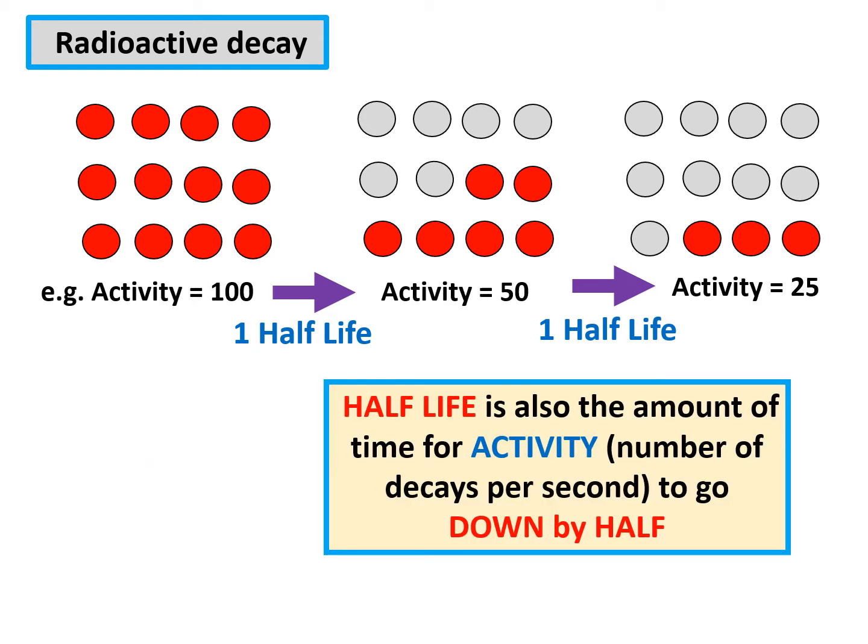So half-life is also the amount of time for the activity to go down by half. So if we started with an activity of 100, after 1 half-life we'd have an activity of 50, and after 2 half-lives we'd have an activity of 25.